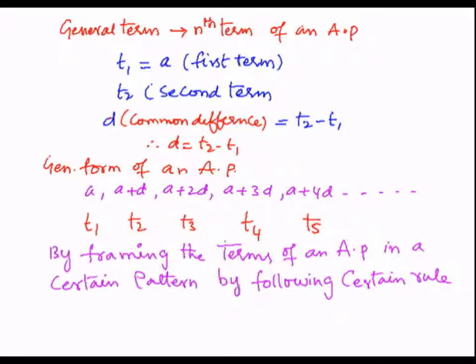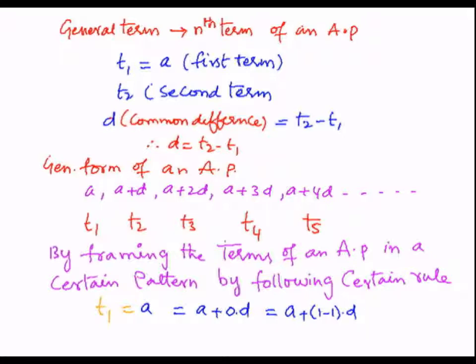So here the first term is A, whereas this is given by A plus 0D. So here 0 into D is 0, so we will get A as it is. So this can be written as A plus 0, where the order is this: since this is the first term, n value is 1. So in order to get this 0, we write 1 minus 1 into D.